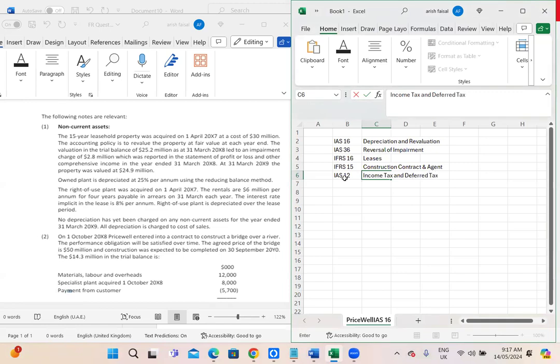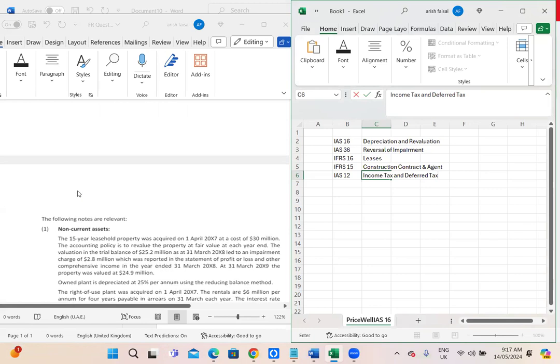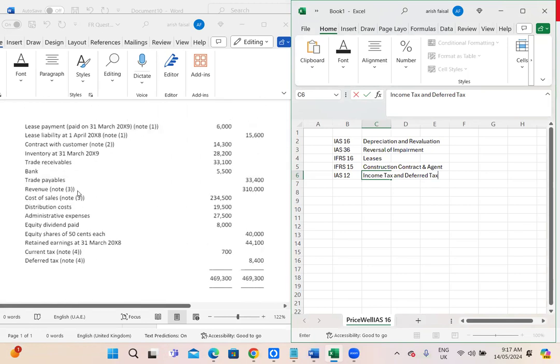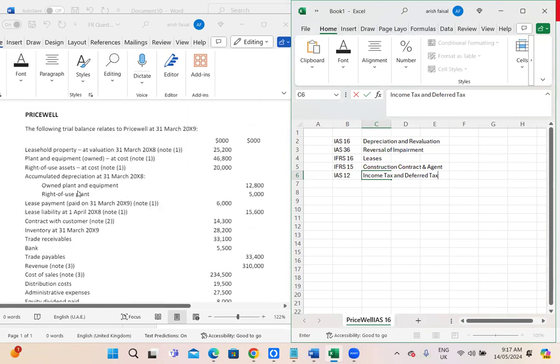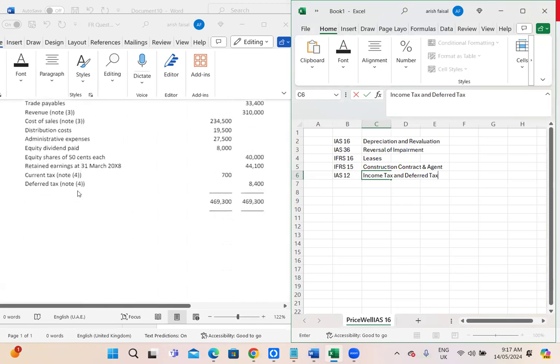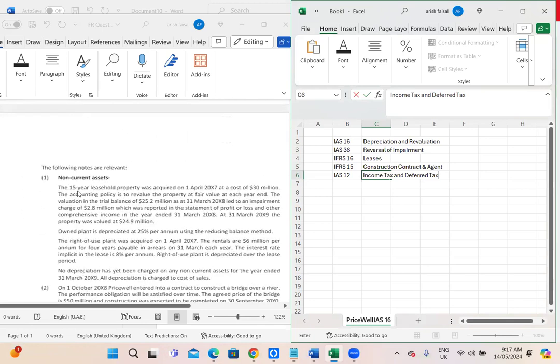So if you are thorough with these standards, you can solve this question. So now let's try to solve this question. You can see that they have provided you with a trial balance over here. And after the trial balance, you have the following notes which are relevant, talking about all the relevant standards. And then you can make up your income statement and balance sheet.